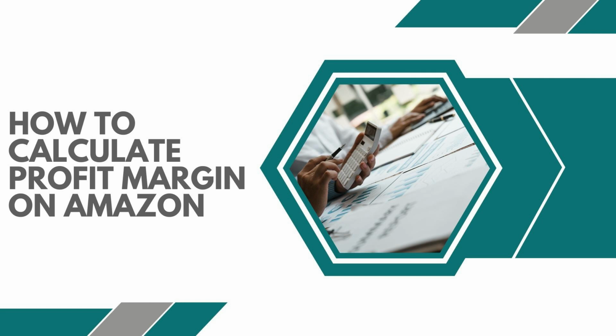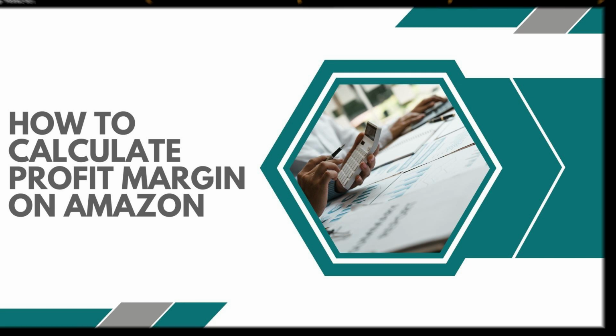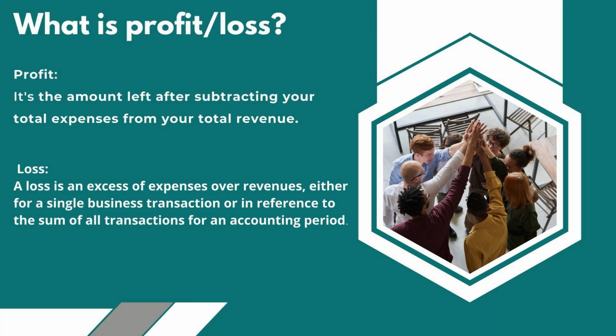Firstly, we will look at what profit and loss are in business. Then we will discuss the importance of profit and loss in business. So let's start with the profit. What is profit? It is the amount left after subtracting your total expenses from your total revenue. And what about the loss? A loss is an excess of expenses over revenues, either for a single business transaction or in reference to the sum of all transactions for an accounting period.